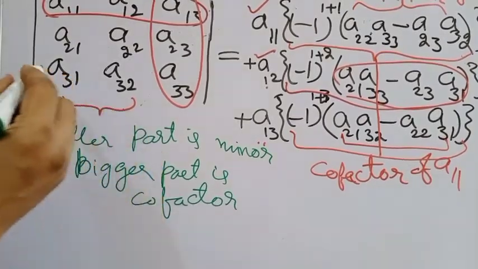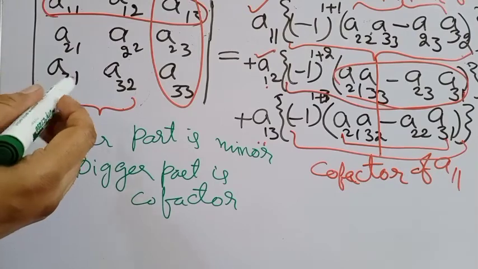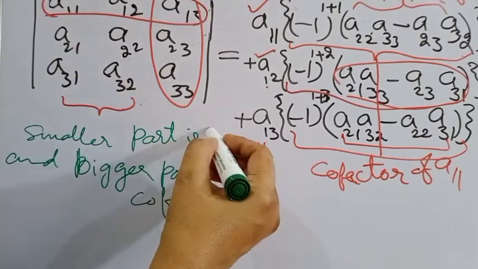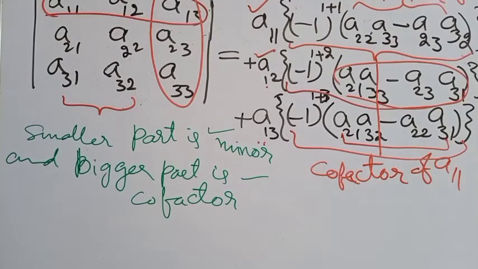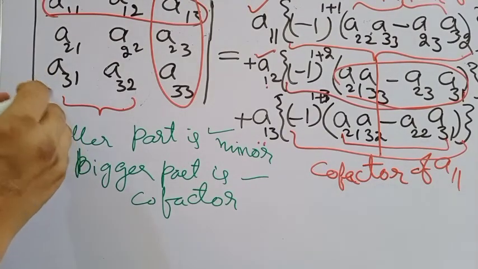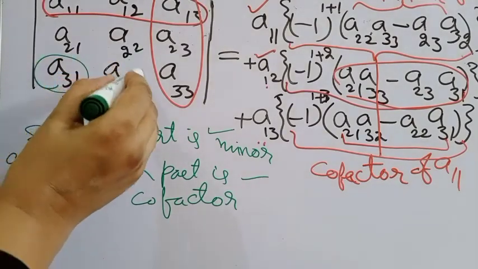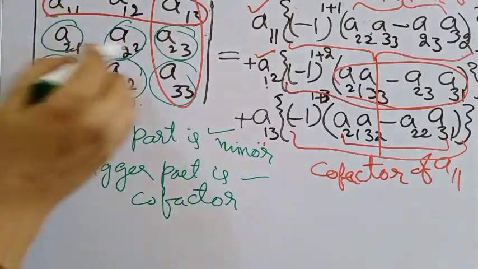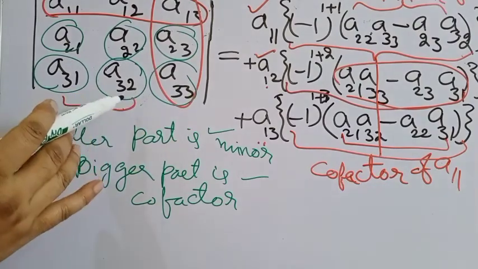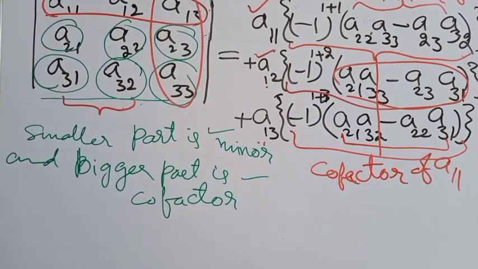Every element in this matrix has a minor and a cofactor. Similarly, we can find minor and cofactor of all elements in this determinant.